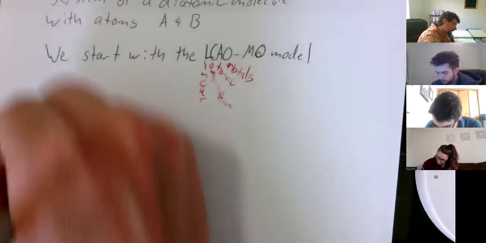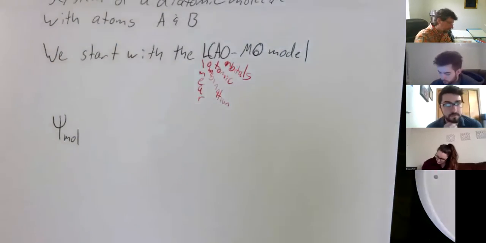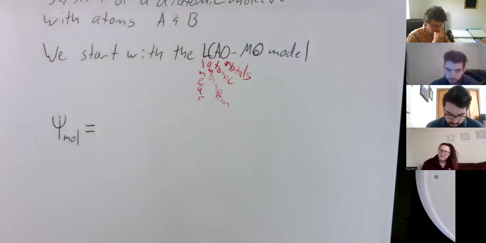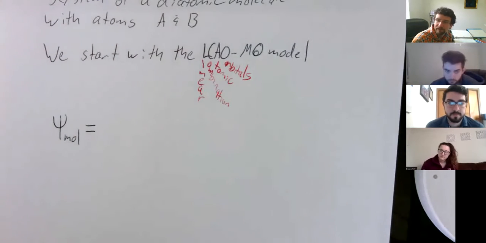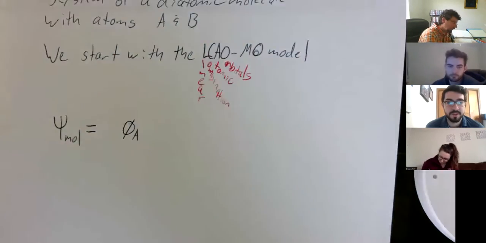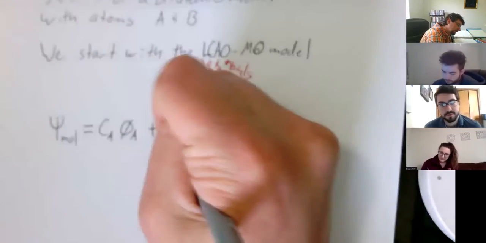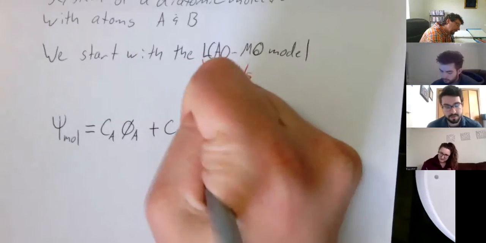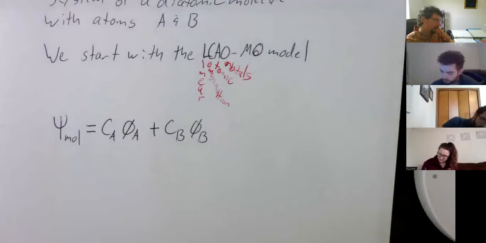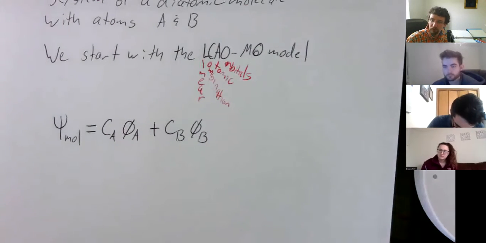So let's say we have a wave function of our molecule AB. What's that going to be comprised of? The orbitals of atom A and atom B with their contributions: A by A, contribution B by B. So these are the orbitals, or we're going to say basis functions to be a little more formal.